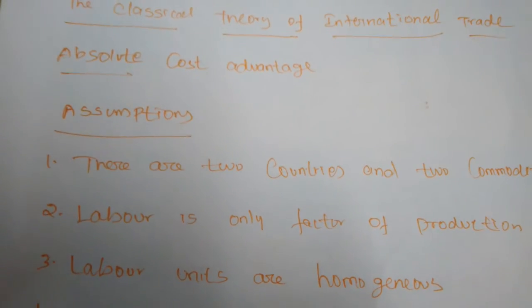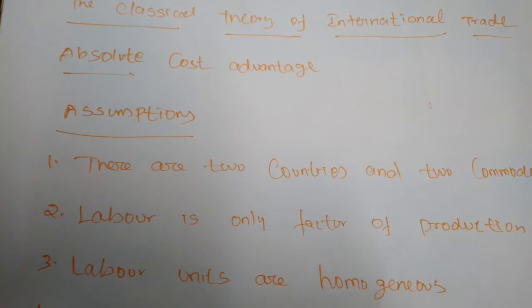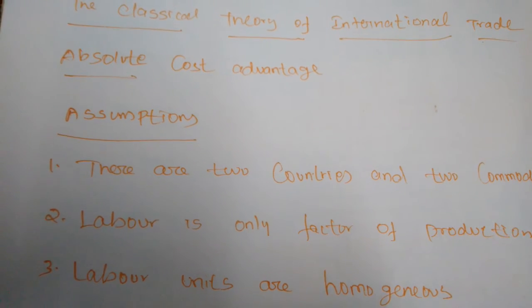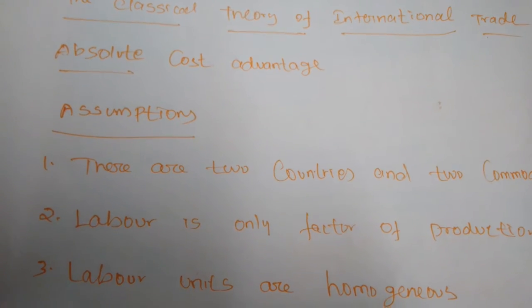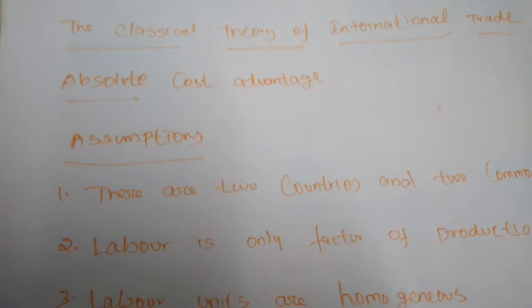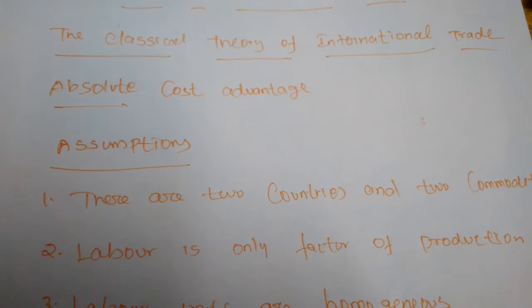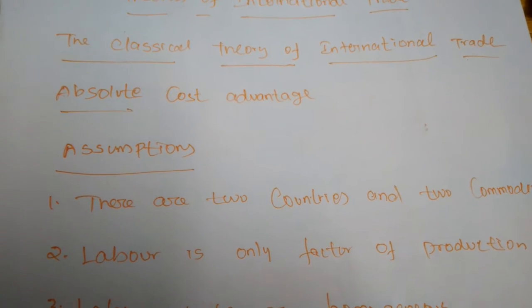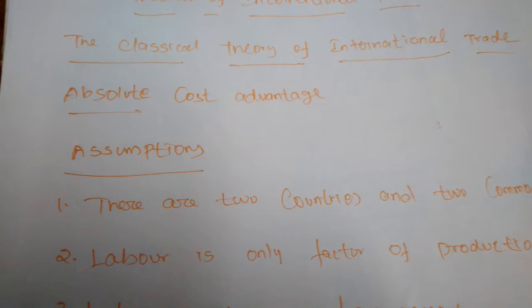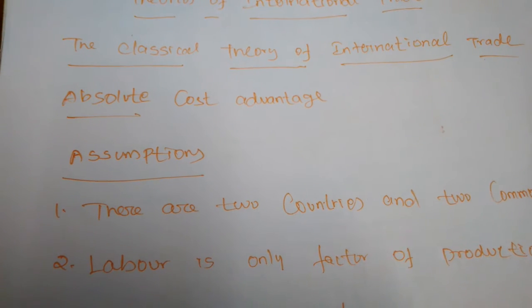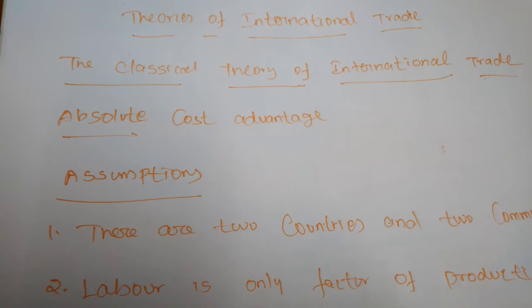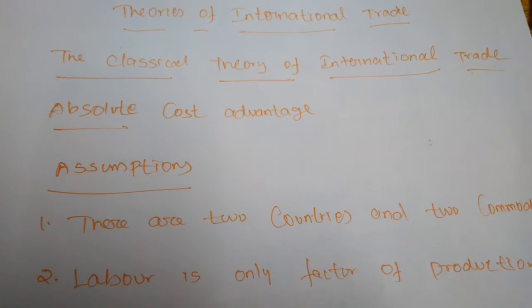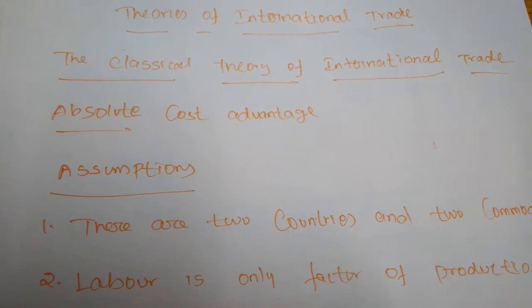Absolute cost advantage means one nation has the ability to produce a commodity at the least cost. If a nation has more resources and by using these resources it can produce a commodity at low cost, and this nation has free trade, then all nations can benefit.